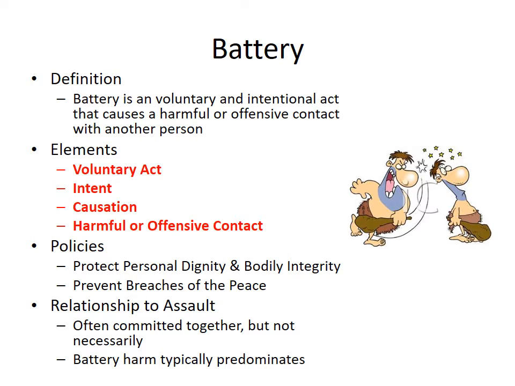The definition of battery is a voluntary and intentional act that causes a harmful or offensive contact with another person. And when you break that down, at least the first three elements look very familiar. In fact, we're going to find that these elements repeat throughout our intentional torts. That is, there must be a voluntary act. There must be intent either to commit that particular tort or transferred intent. There must be causation, and the defining element is there must be harmful or offensive contact.